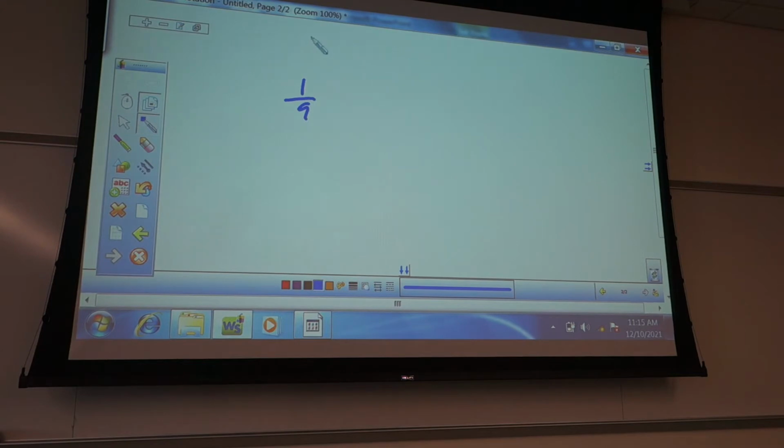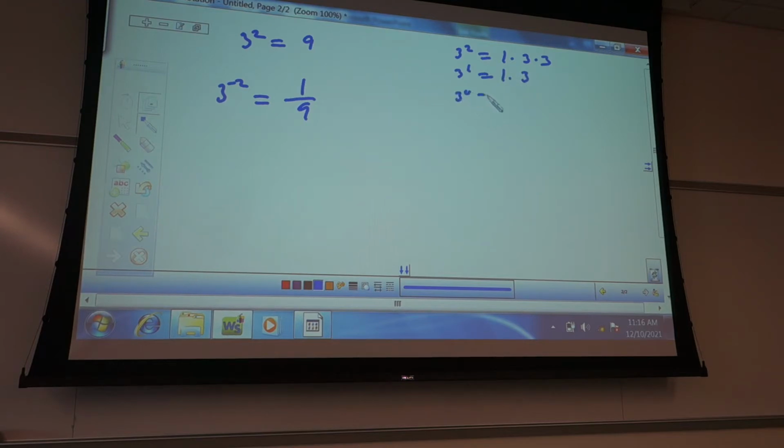But you do have to remember that 1 over 9. 3 to the second is 9. 3 to the negative 2 is 1 over 9. We've done this many times. It's just the opposite. Exponent rule: 3 to the second is 1 times 3 twice, 2 3s. 3 to the 1 is 1 times 3, 1 3. 3 to the 0 is 1 times no 3s at all. 3 to the negative 1: here I was multiplying by 3, and instead it's going to be divided. Negative means do the opposite, right? So it's going to be divided by 3.